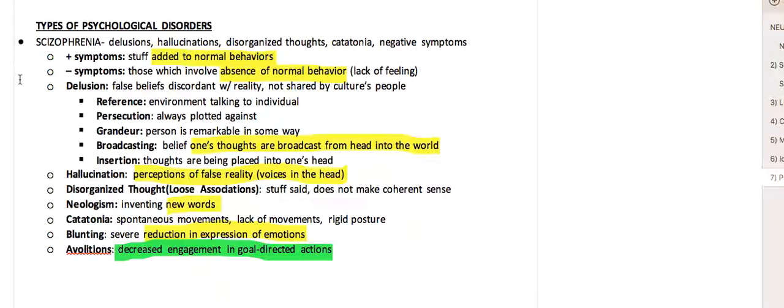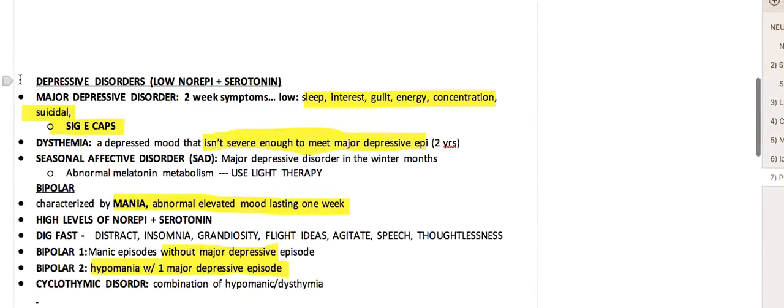Catatonia is spontaneous movements, lack of movements, and a rigid posture. And blunting is a severe reduction in expression of emotions. Blunting is one of those negative symptoms. Avolition is a decreased engagement in goal-directed action, so a negative symptom.